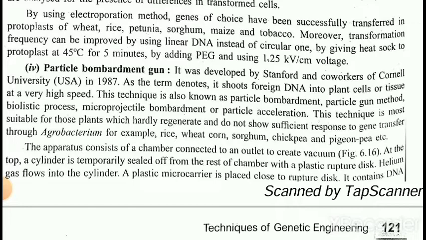This technique is most suitable for those plants which hardly regenerate and do not show sufficient response to gene transfer through Agrobacterium, for example, rice, wheat, corn, sorghum, chickpea and pigeon pea etc.